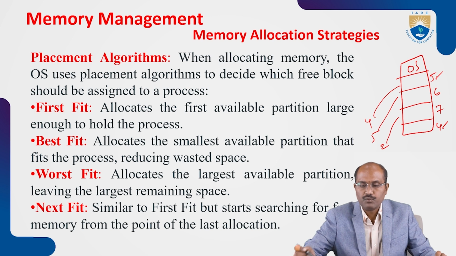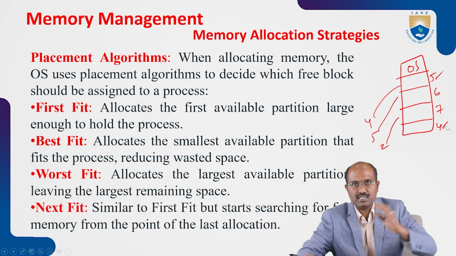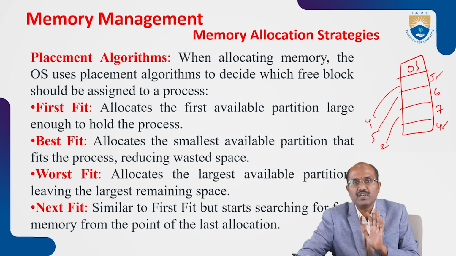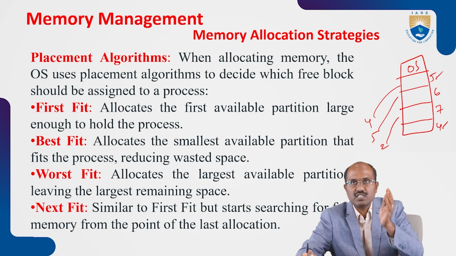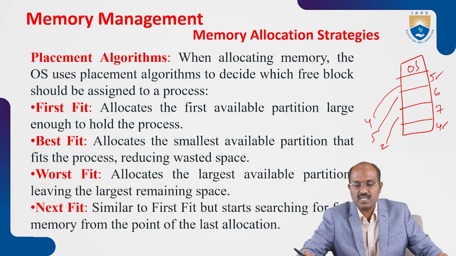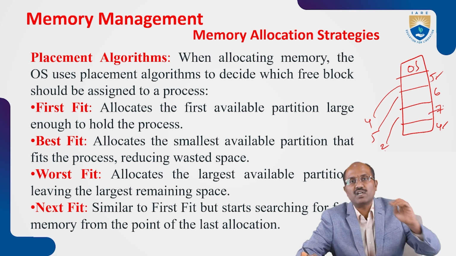Now the 4 MB process is there, and to reduce the wasted space, 4 is allocated to 4. That is the best fit. Worst fit means allocating the largest available partition, from the largest remaining space. Now I allocated 2 to 7. This is the worst fit.